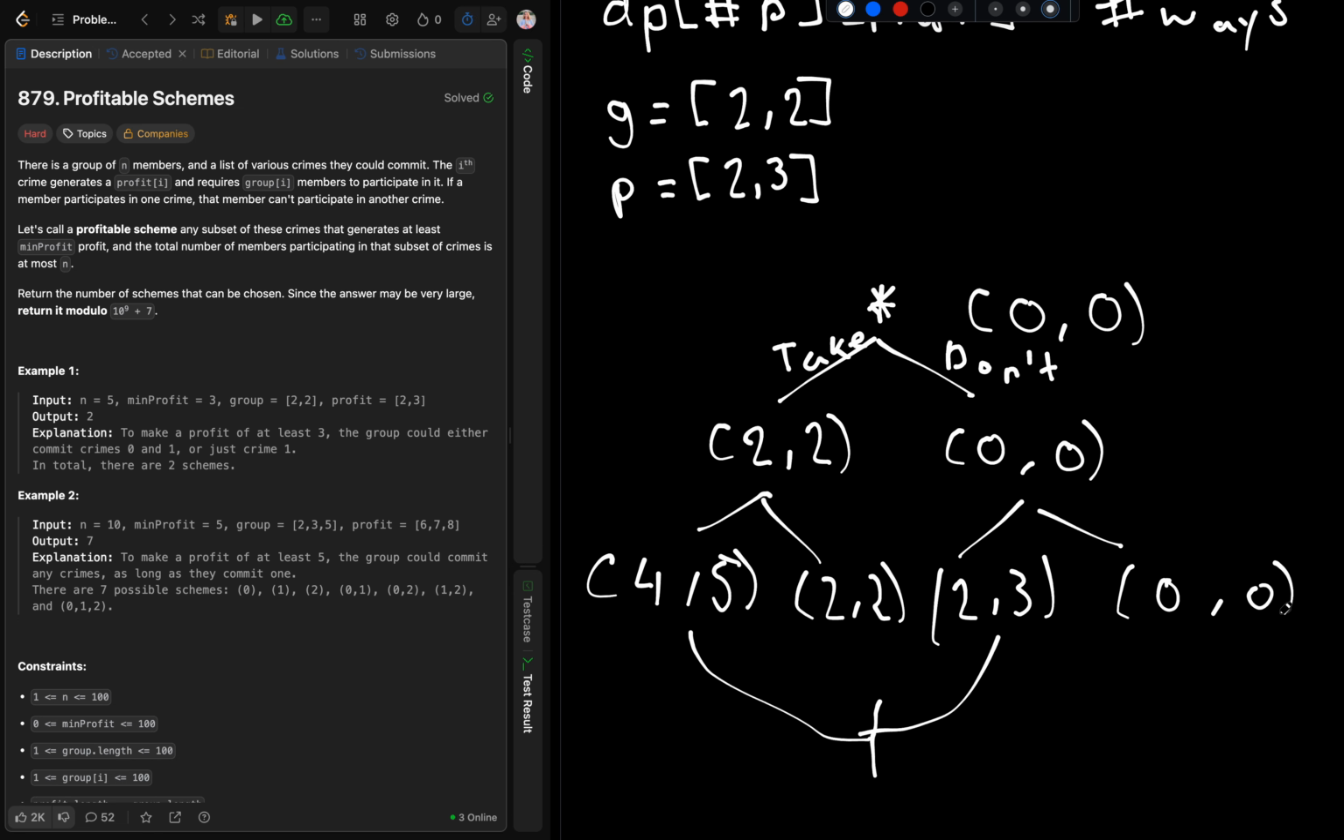So we'll just go through the groups. So for I in range of length group, so we have our group I equals group I, profit equals profit I.